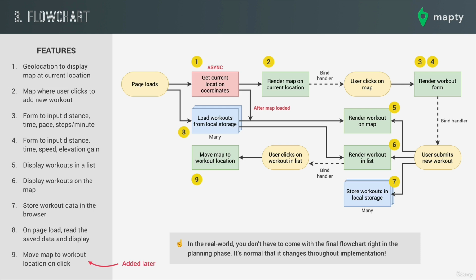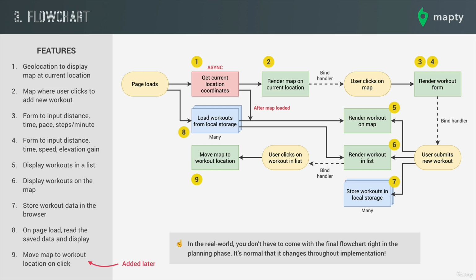So basically all we need is an event handler on the list. And then whenever the user clicks on a workout in the list, it will move to that workout's location. All right. And so this is essentially how our application is going to work, and these are the features that we need to implement using this flow and this sequence.